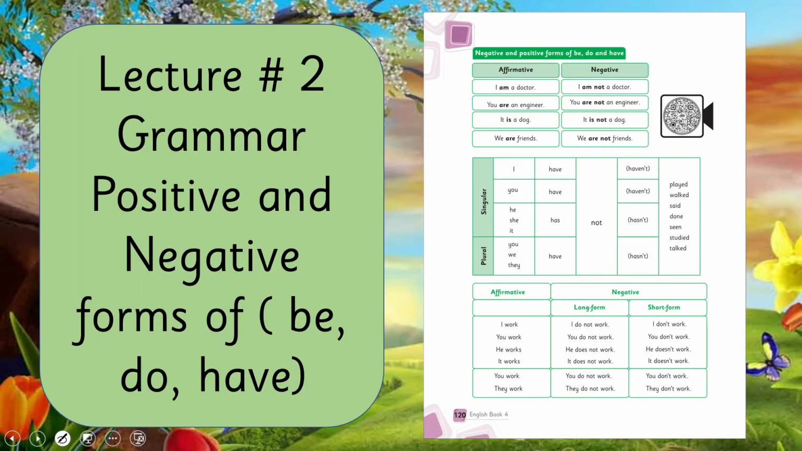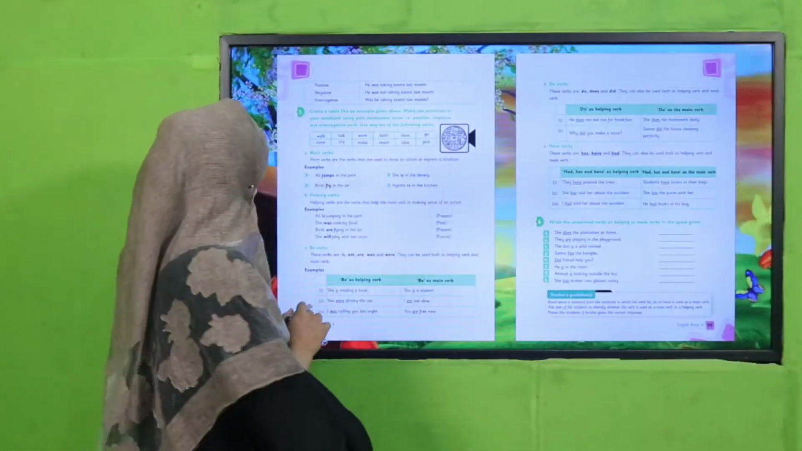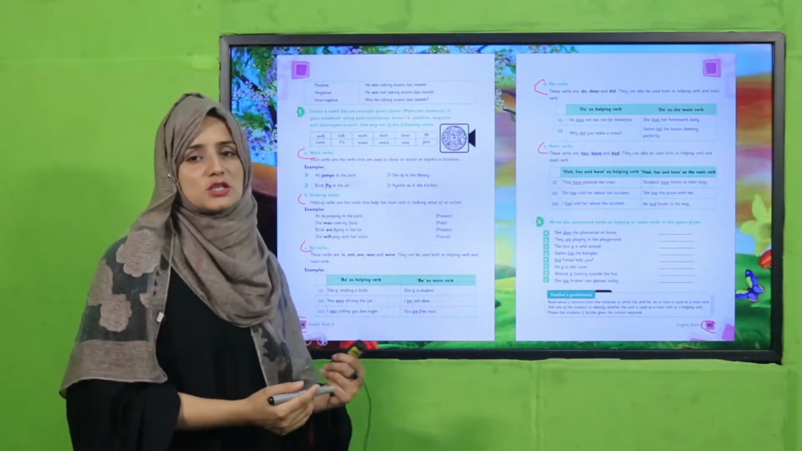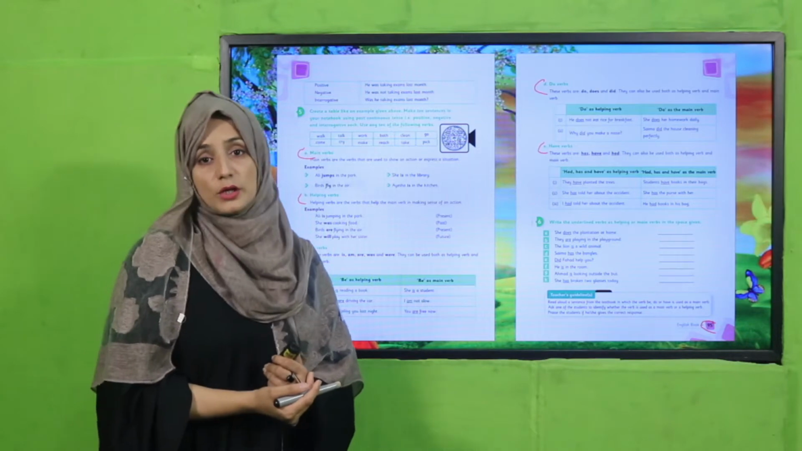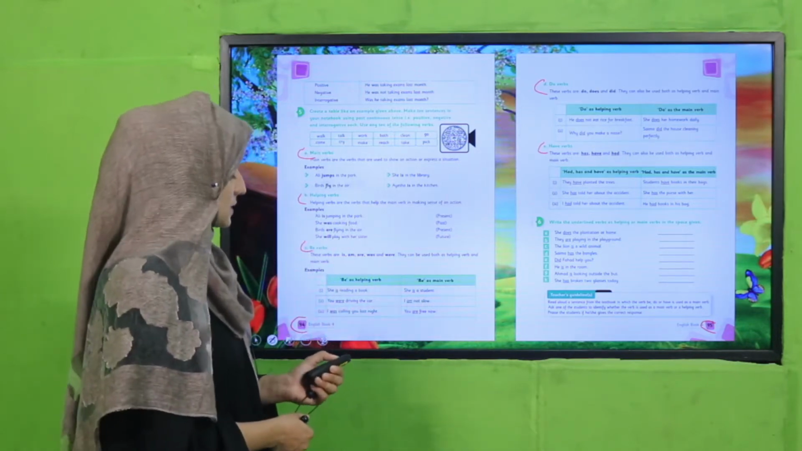So our today's lecture, lecture number 2, under the title of grammar, we will learn about positive and negative forms of be, do and have. My dear students, before, in English for grade 4, on pages 94 and 95, we have already learned about main verbs and helping verbs like the forms of be, do and have. I hope you remember it. If you do not, you can watch this video lecture again. Today we are going to learn about its negative forms, how we can make negative sentences.